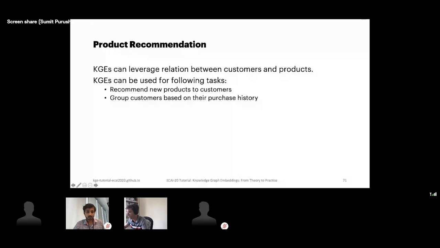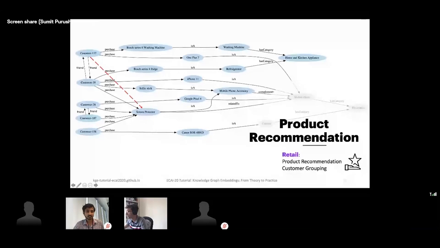So for example, say you have a graph like this of customer purchase patterns. Customers purchase some products, the product belongs to a particular category, and customers are friends of some other customers. So you can suggest, say this guy bought a phone, and you see people buying a phone also buy screen protectors. So the model can suggest this customer buy a screen protector. This is a simple example that I gave, just to get an idea of how knowledge graph embedding models can be used.